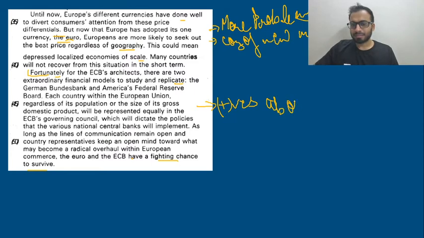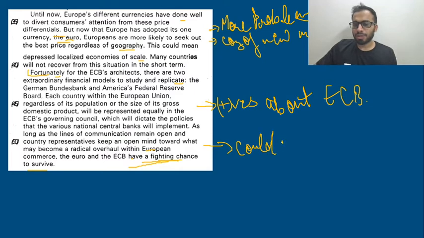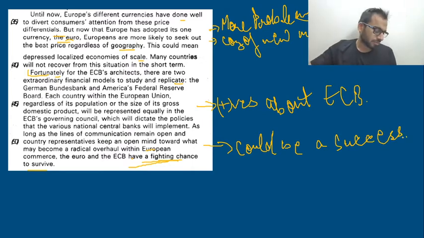ECB. Until now we were given a lot of problems, but this para is now giving me some positives about the ECB. And in the end, they are even saying it could be a success. Fighting chance to survive means could be success. Could be a success. This is my summary for the fifth paragraph. Take another minute, digest it all, and then I'll move on.